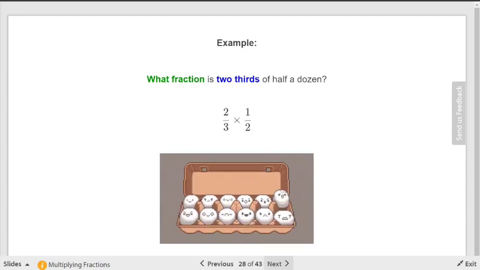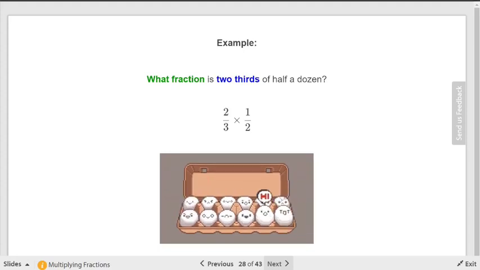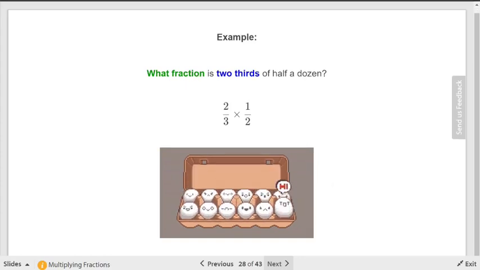So what fraction is 2/3 of half a dozen? 2/3 means 2 over what? 3. Of means times. Half a dozen is 1/2, right? Don't worry about the half a dozen. It's just 1/2 of a dozen. So 1/2. Okay? So 2/3 of 1/2.